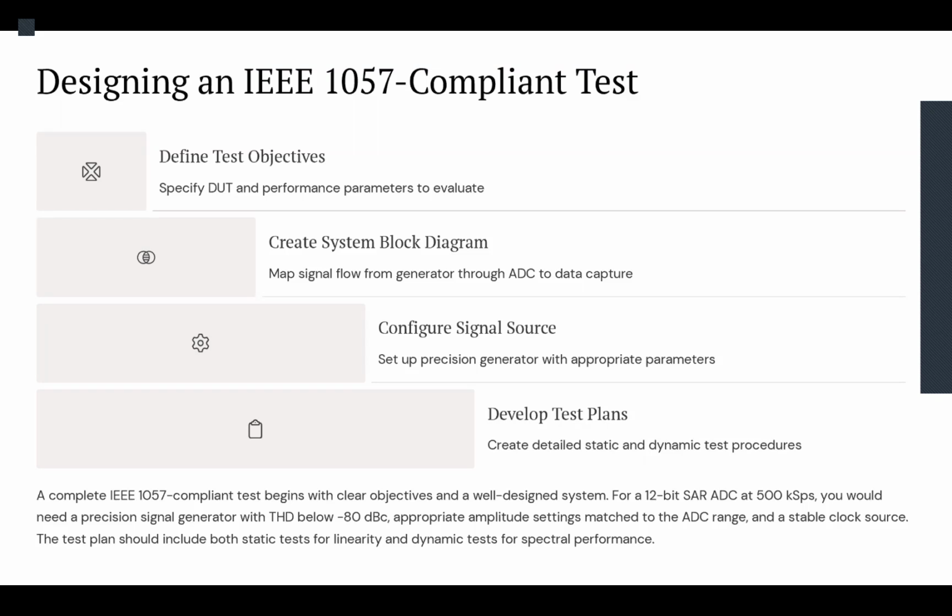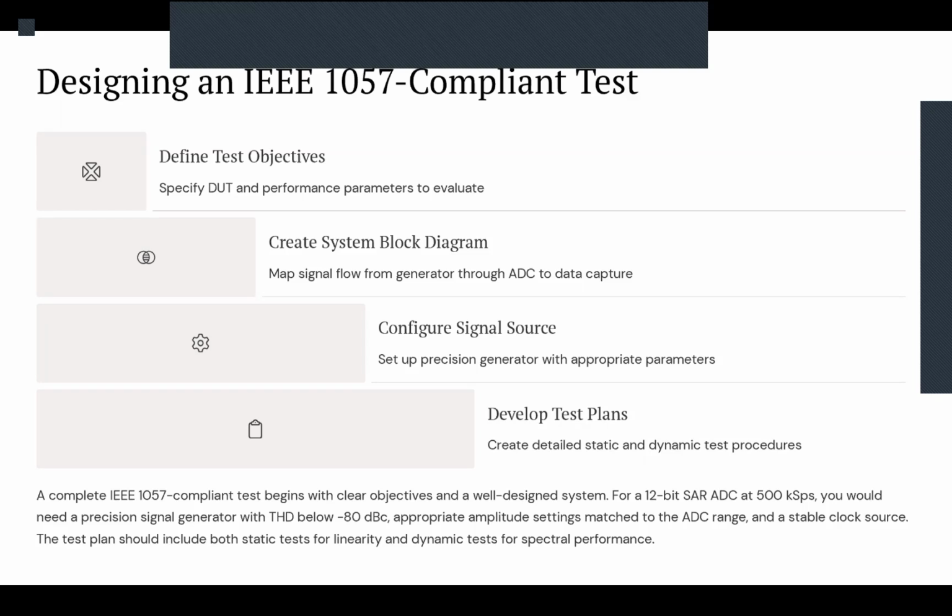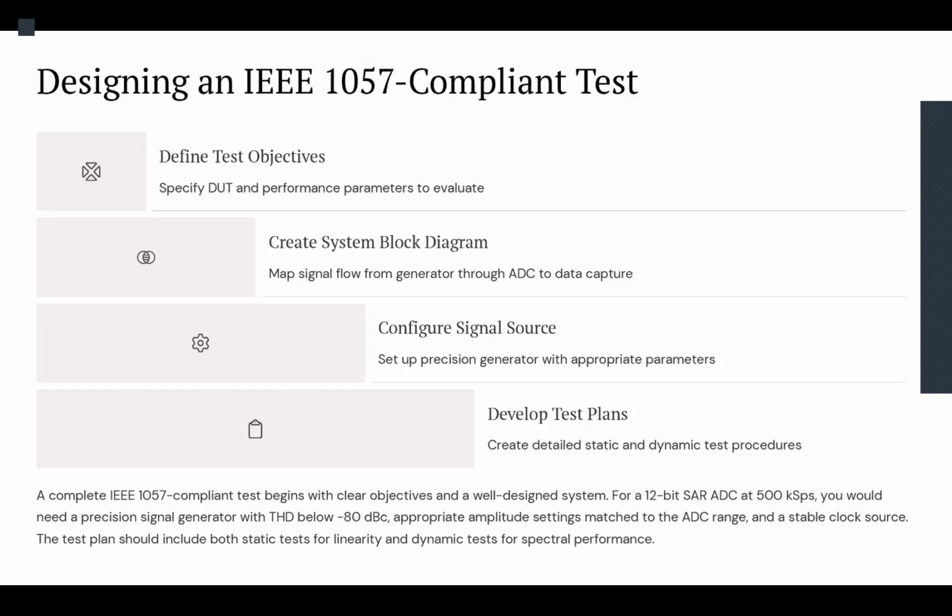After you define the signal source, you develop detailed test plans. For example, static testing includes a DC ramp, capturing output codes, constructing a histogram, and calculating DNL and INL, offset and gain errors. Dynamic testing includes applying a coherent sine wave, collecting output samples, applying an FFT, and calculating THD or SNR and all those things.